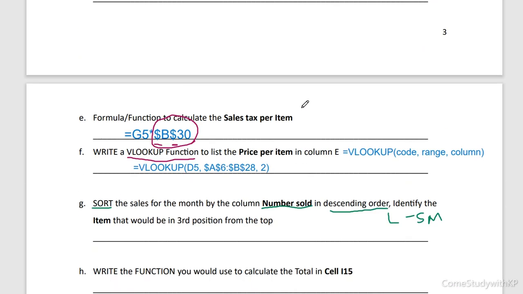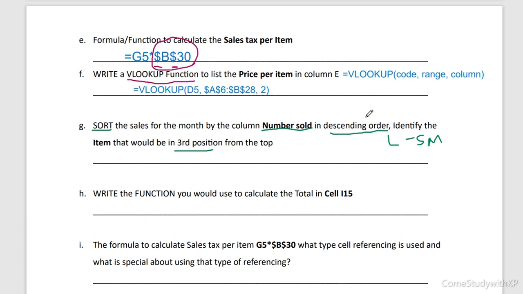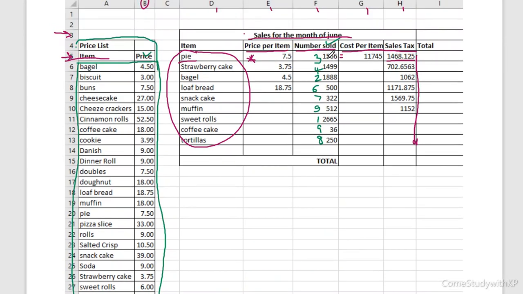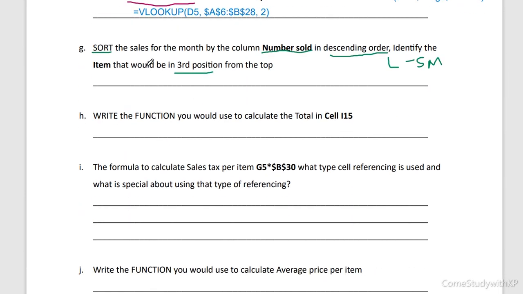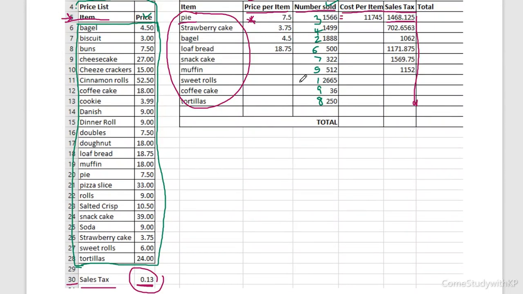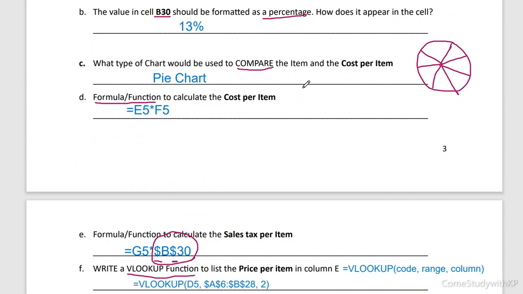All right. So what is the question asking us? After we sorted, what would be in the third position? Third position from the top. So the third one from the top would be 1566, which is the pi. This didn't state it, so we'll say pi would be in the third position, which would have a value of 1566.